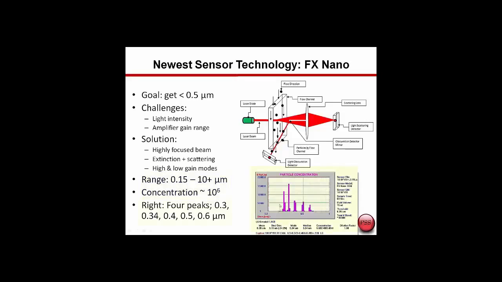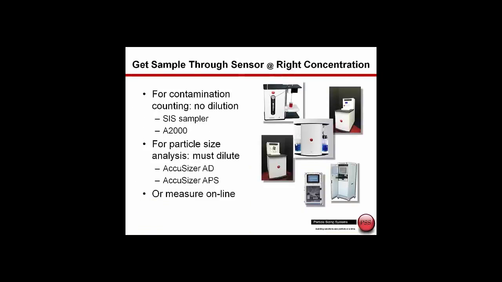And in the lower right, we see us actually splitting 4 peaks from 0.3 to 0.6 microns. So high resolution, high accuracy, now being able to measure down to 150 nanometers. So that's the sensor technology. We have a pulse height analyzer, which acts as the counter.